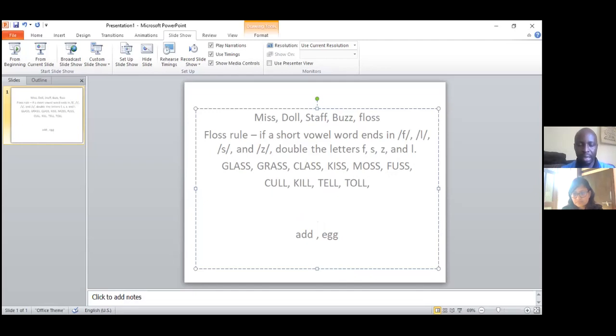Like we now have words like calf, staff, and another staff, words like stiff. All those words are simply agreeing to the floss rule. We double those sounds when they come at the end of a single syllable short vowel word. Yes, if a word has a single syllable and a short vowel, we double that.